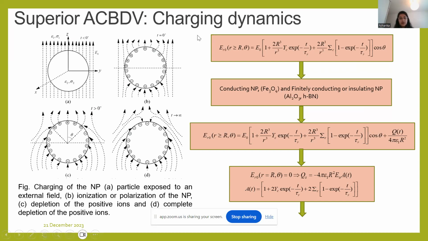Now, what is the physics behind the increase of the breakdown strength when we include the nanoparticles? Here is the charging dynamic study that was performed in many earlier works, and we have also tried to implement it because we are using an insulating nanoparticle. Here is the electric field in the mineral oil. You can consider any type of nanoparticle, whether conducting, finitely conducting, or insulating. The electric field on the surface of the nanoparticle is given by this equation. We will not go into much detail of the equation.